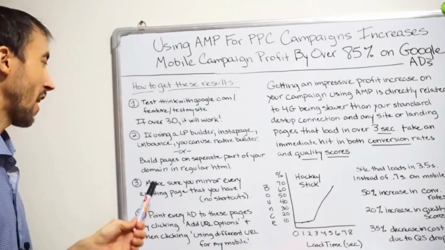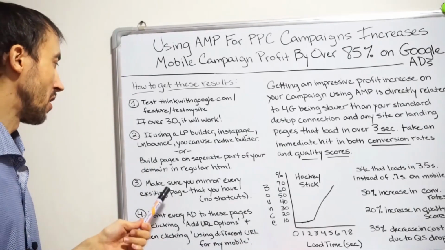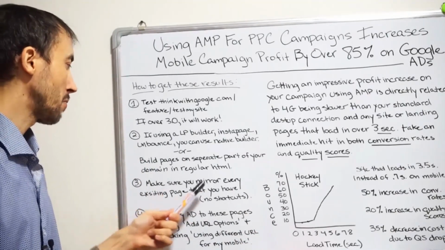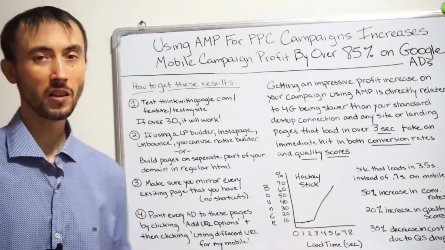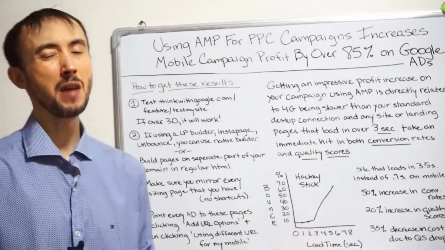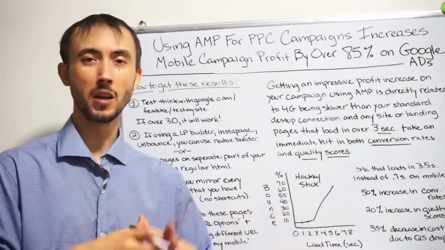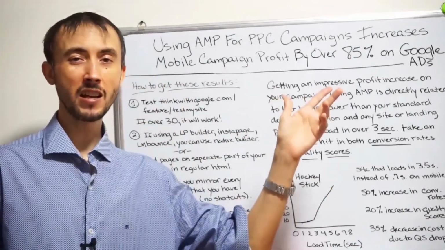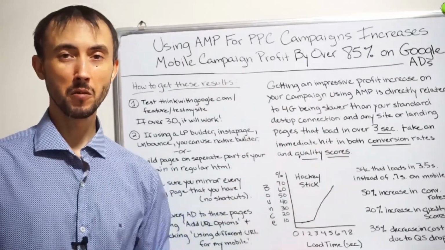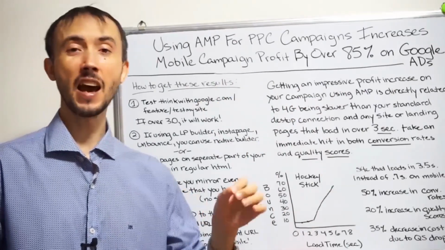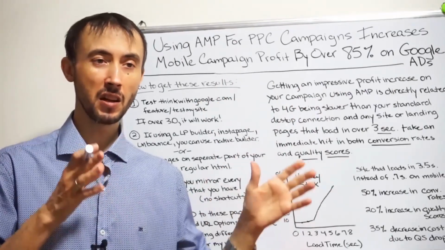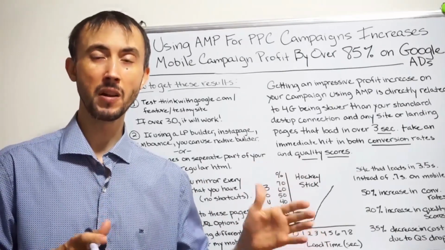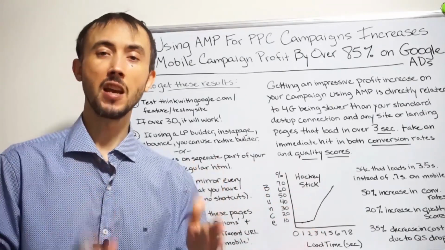But going into the next one here, make sure you mirror every existing page you have. No shortcuts. So don't be saying, well, maybe I'll just switch to using one landing page for everything. Any gains you're going to get here will be killed by your inaction of replicating the campaign exactly the way that it was before, but now as an AMP form.